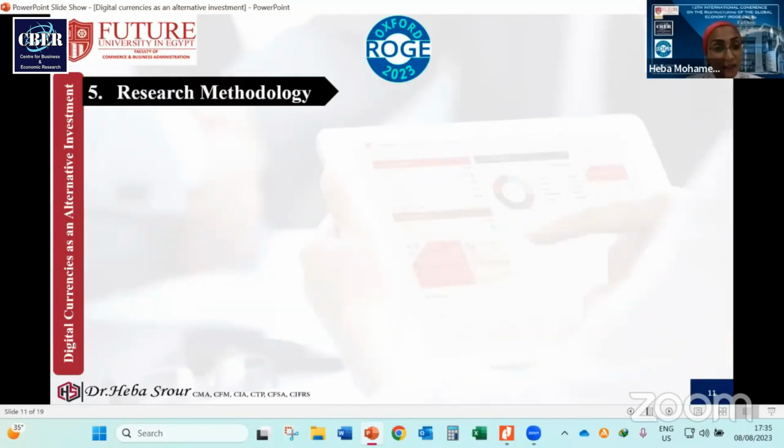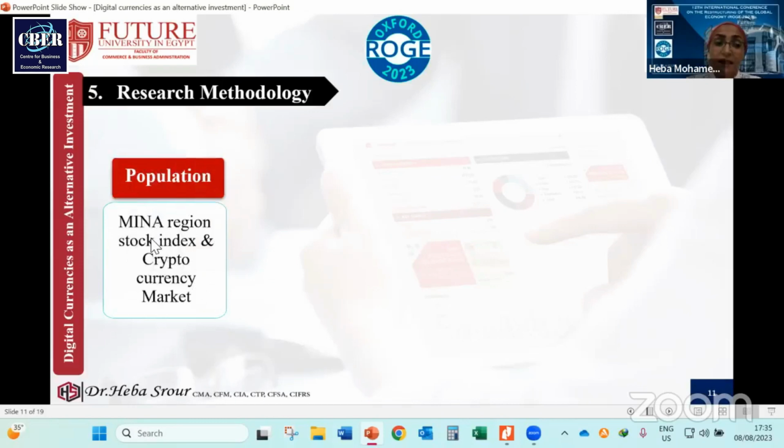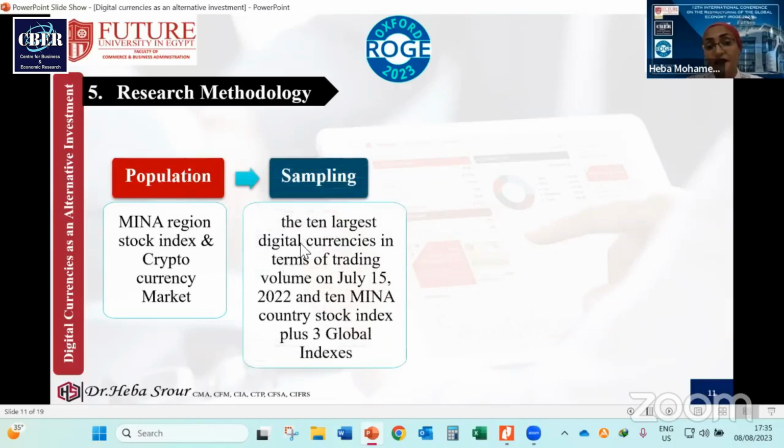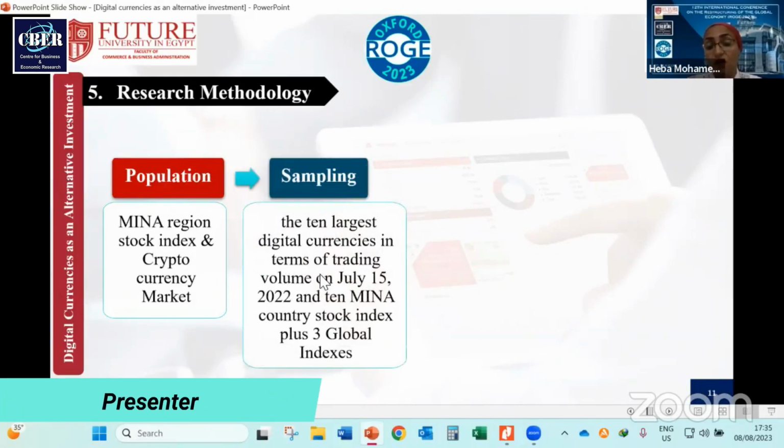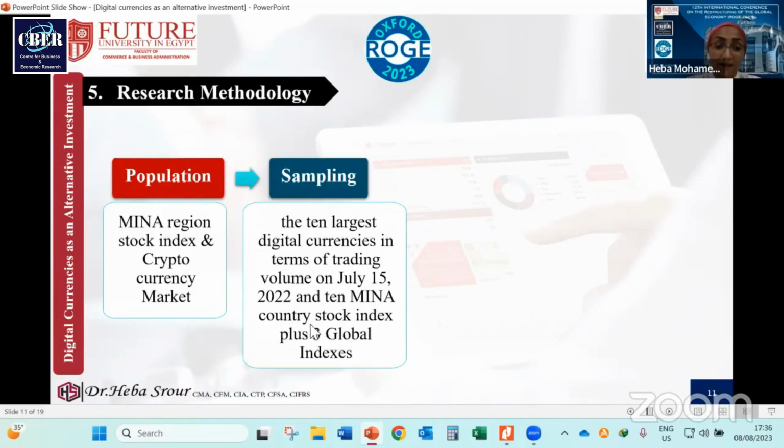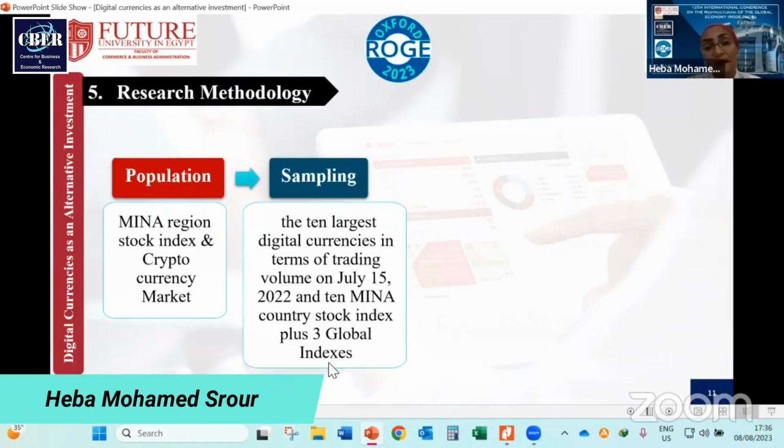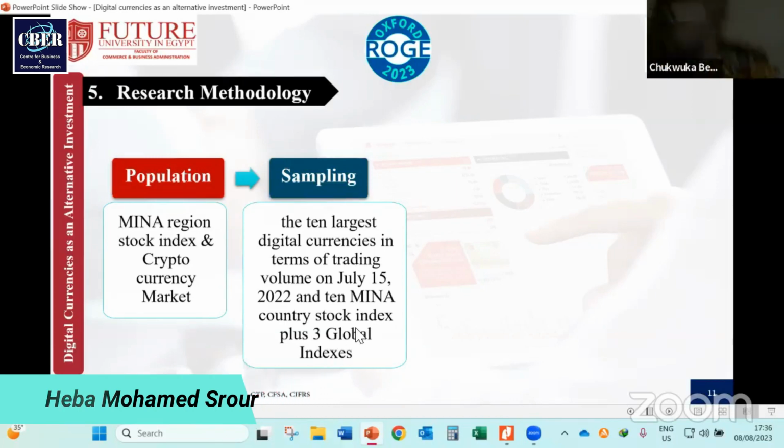Research methodology. Population depend on MENA region stock index and the cryptocurrency market. For sampling, 10 largest digital currency in terms of trading volume on July 15, 2022, and the 10 MENA country stock index plus 3 global index, mainly US index.